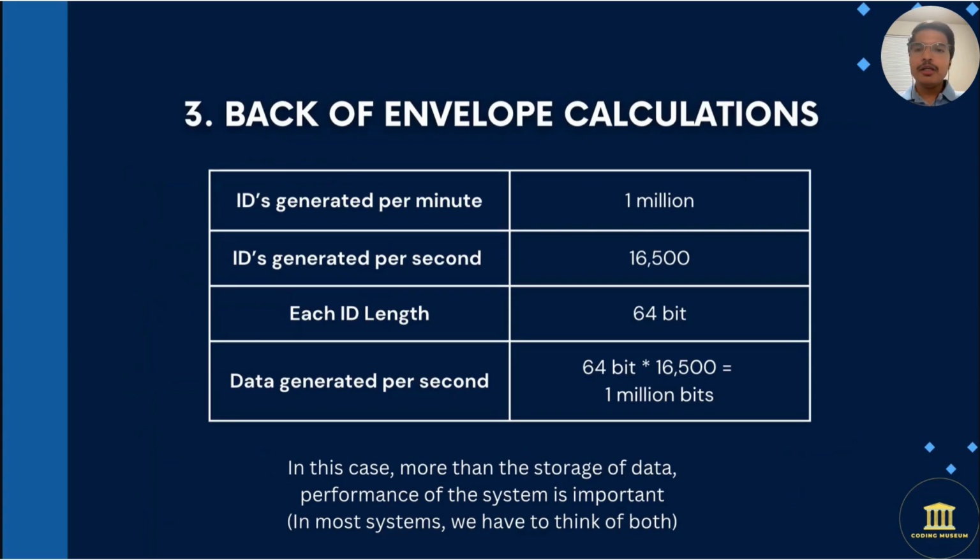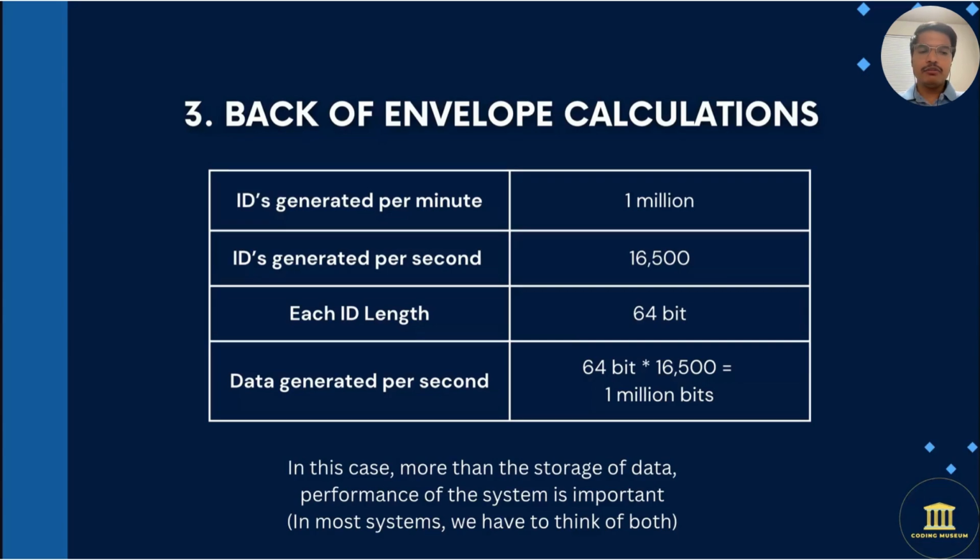Now, coming towards the third stage, as we have our requirements, let's estimate the scale of our system using back of envelope calculations. We expect to generate 1 million IDs per minute, which translates to around 16,500 IDs per second. Each ID is 64-bit long, so the total data generated per second is 64 bits times 16,500, which is approximately equal to 1 million bits per second.